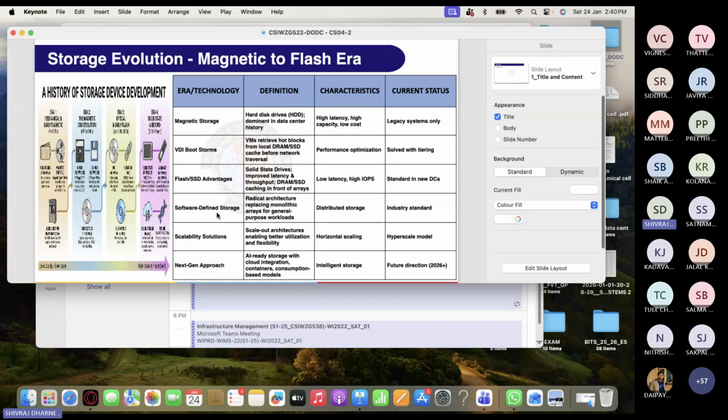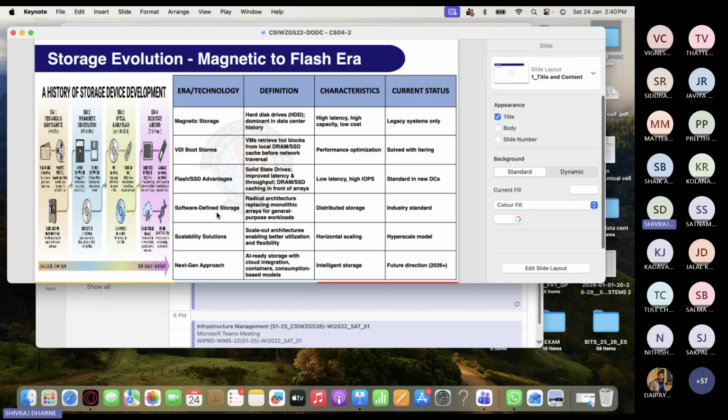is AI ready storage with cloud integration, containers, and consumption based models, meaning you can add, delete, remove whatever you need. So the future direction is all intelligent storage. Can anybody tell me what you understand by intelligent storage? Whatever you are understanding, you can read this. This is a very good presentation for you to understand the evolution of data storage that we are doing.